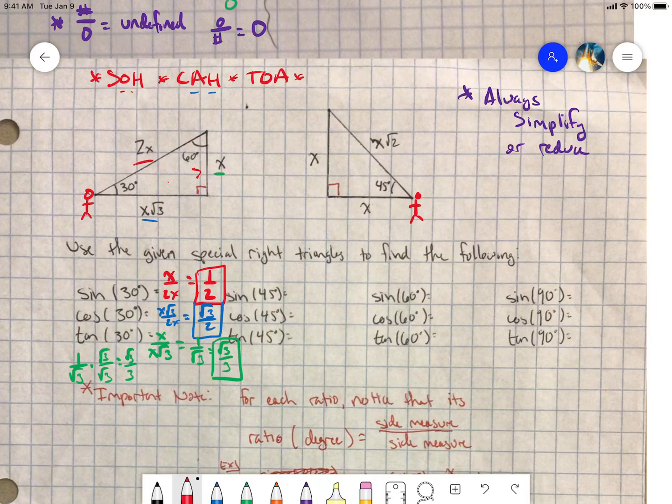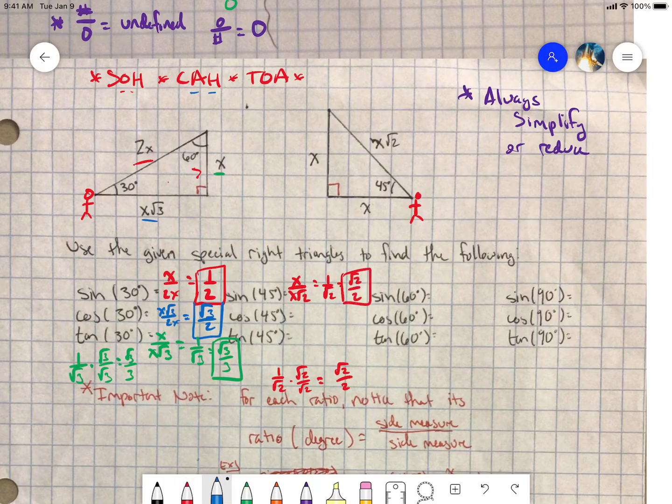So using that idea, what's sine of 45? Yep. So sine of 45 is x over x rad 2. But remember, this will simplify to 1 over rad 2, which is not proper form. So again, if I take 1 over rad 2, I have to multiply it by rad 2 over rad 2 to rationalize the denominator. And so I'm left with rad 2 over 2.